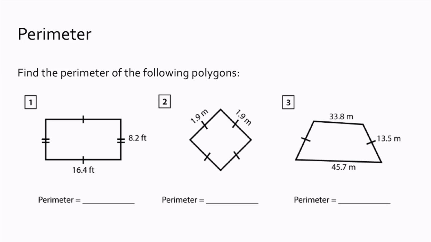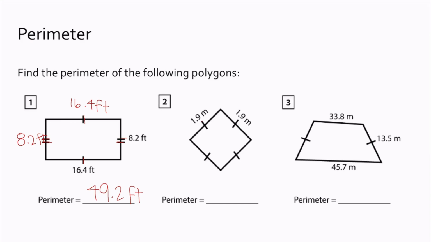All right, perfect. So with this first one, we see we have 2 hash marks on this side and this side, which means this side is also 8.2 feet. And then we have 1 hash mark here and 1 here, which means this is also 16.4 feet. And we can add those all together. So we have 8.2 plus 16.4 plus 8.2 plus 16.4, and we get 49.2 feet.